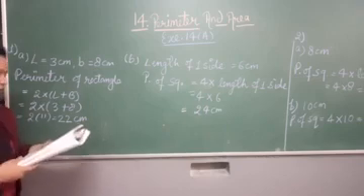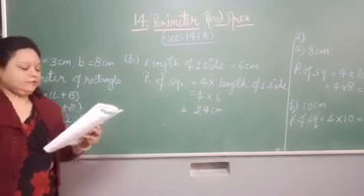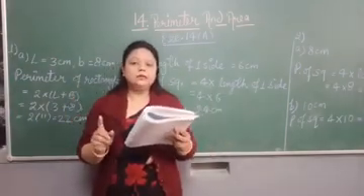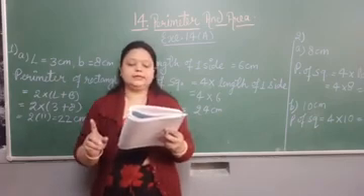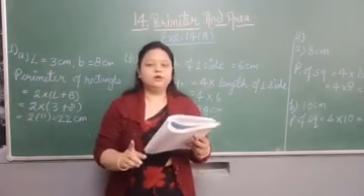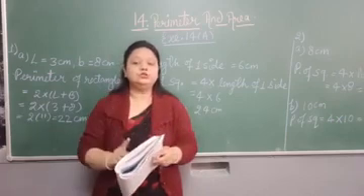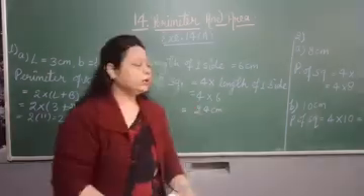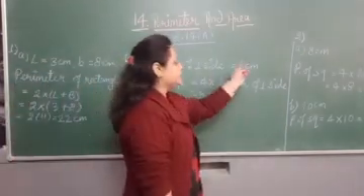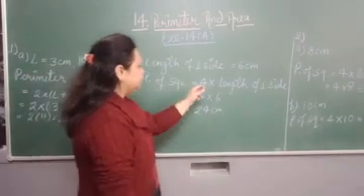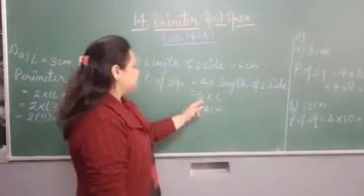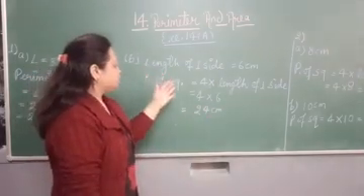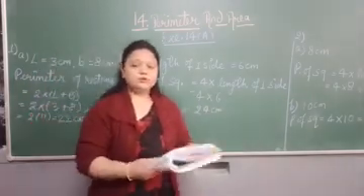Now let's see question number B. In question number B, a square is given, and as you can see, all the sides of the square have equal size: 6 centimeters, 6 centimeters, 6 centimeters. That's why the formula for finding the perimeter of a square is 4 into length of one side, because all four sides are equal. Length of one side is 6 centimeters. So perimeter of the square is 4 into 6, equals 24 centimeters. I hope this question is clear to all of you.